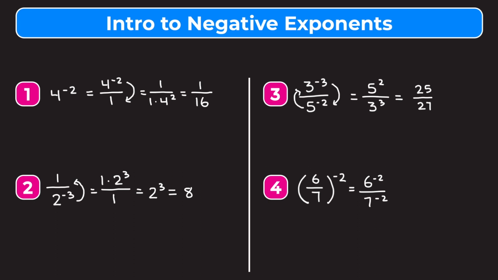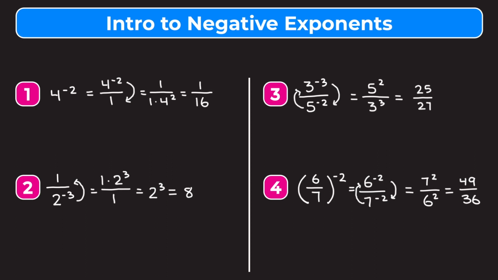And now we're going to do something similar to what we did in example 3. So I want to make the 6 to the negative second have a positive exponent, so I'm going to bring that to the bottom. I want to make the 7 to the negative second have a positive exponent, so I bring it to the top. So on the top, I'm going to have 7 to the positive second. On the bottom, I'll have 6 to the positive second. 7 squared is going to be a 49 on the top. 6 squared gives me a 36 on the bottom. So we have 49 over 36.